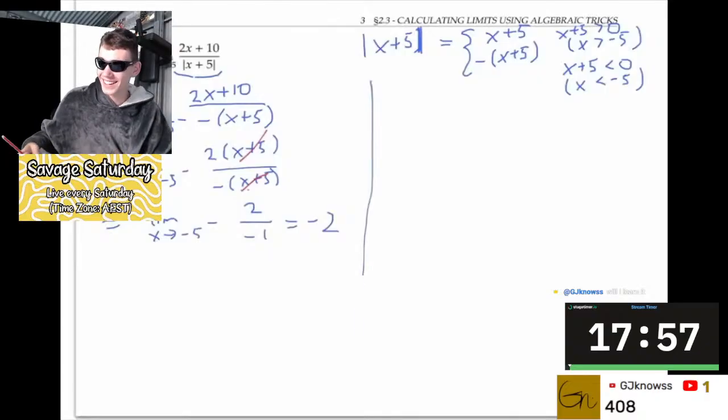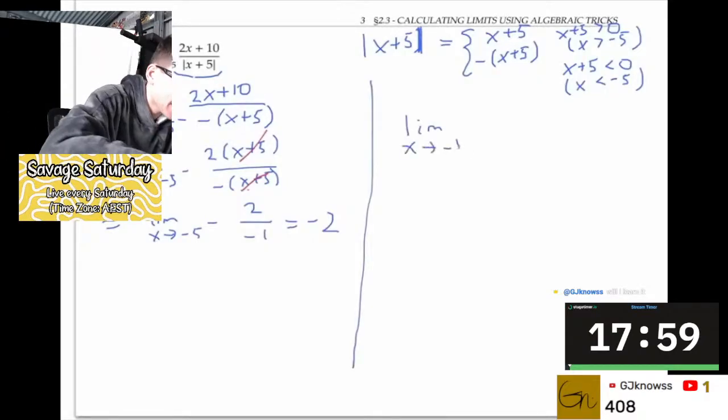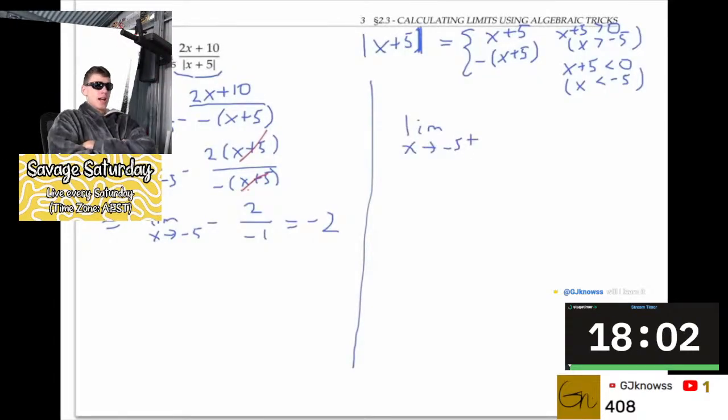negative 2. If we do the same exercise when we're on the right, then x is greater than negative 5, so we're in this situation here, when we can just replace the absolute value with the stuff inside.